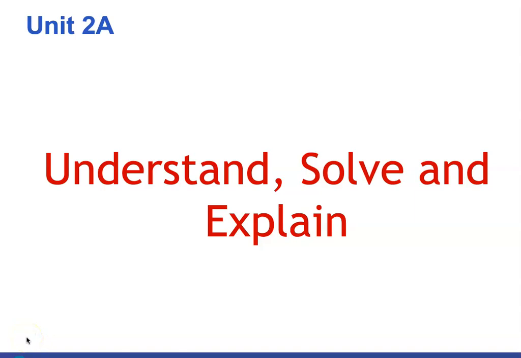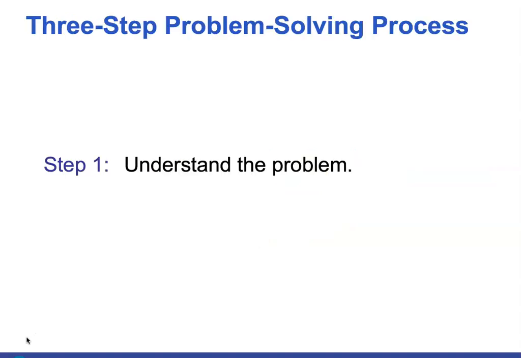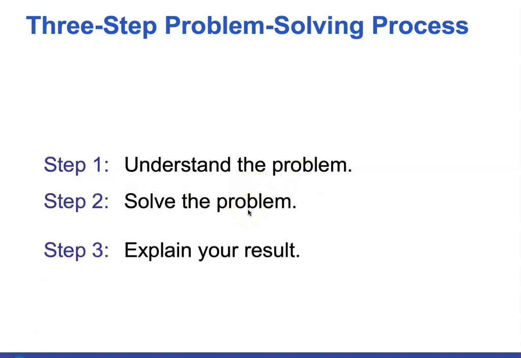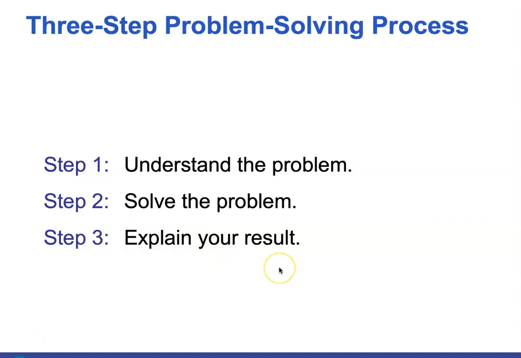Right, so 2A is our first unit in Math 143 for the summer. We're going to understand, solve, and explain. Basically, this breaks it down and lets you understand how to do a word problem, how to set it up and organize it. There's a 3-step problem-solving process that we have. The first step is understand the problem. The second step is solve the problem. And then the third step is explain your results. And we're going to go in depth for these.